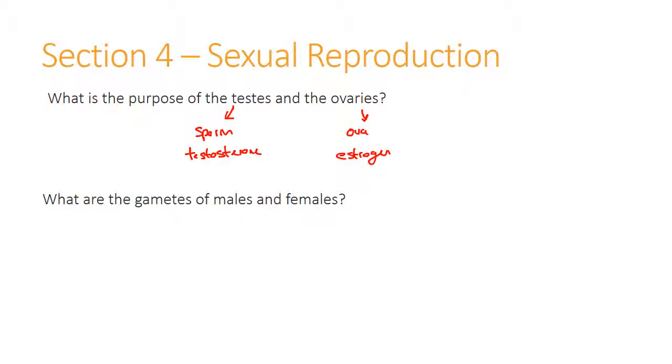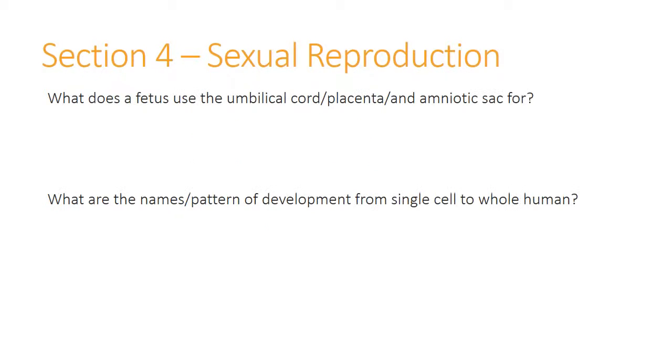And then what are the gametes of males and females? Well, gametes, I'm really just trying to draw some knowledge out of you from a long time ago. Gametes are the sex cells. So what are the sex cells? Well, pretty simple. Once again, it is sperm for men, and for females, it's going to be the egg, or the ova, or ovum. So there you go. Pretty straightforward, I think.